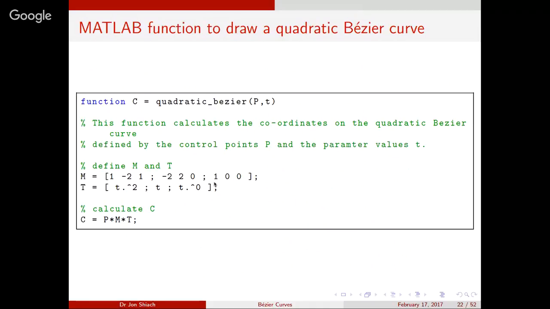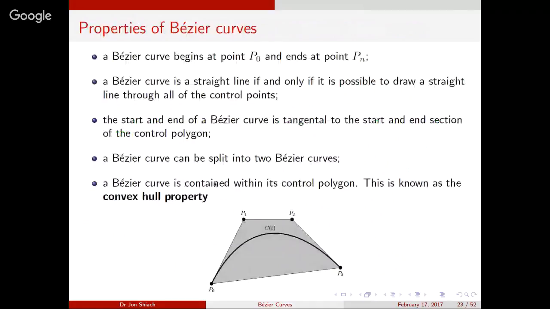Then all I do is calculate the curve, which is P, a matrix of control points, times M, times T. That's your curve. It's as easy as that. 3 lines calculates your Bezier curve. And that's something you'll have to do for the cubic Bezier for your assignment. So this is quadratic. I'm sure you'll see it's not too difficult to go to cubic from there.